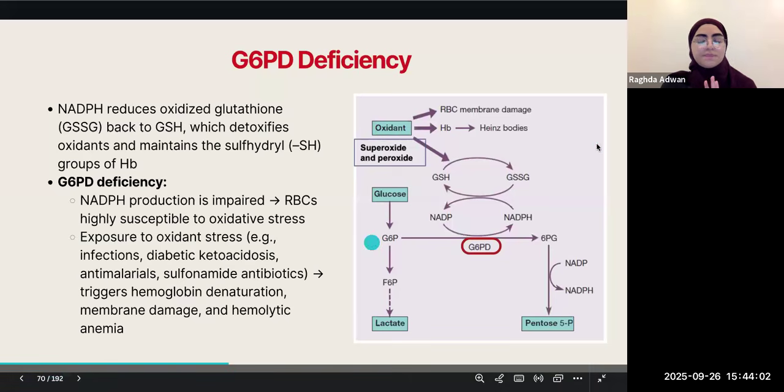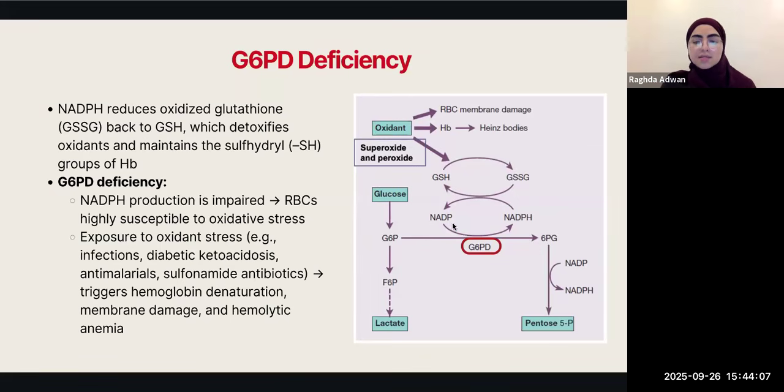Let's start over. So look at this pathway right here. This is how your body recycles glutathione, reduced glutathione. GSH is glutathione, okay? Your body needs to recycle reduced glutathione. Why? Because glutathione is going to take on oxidative damage or oxidative stress in your body, through superoxides and peroxide. These superoxides and peroxide and oxidative stress need to be neutralized somewhere. Your body needs to neutralize it.